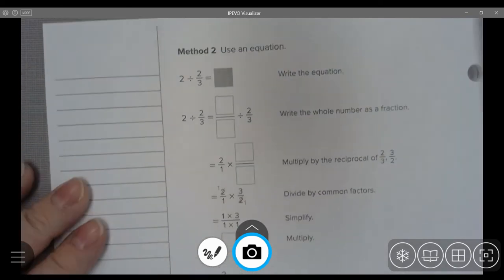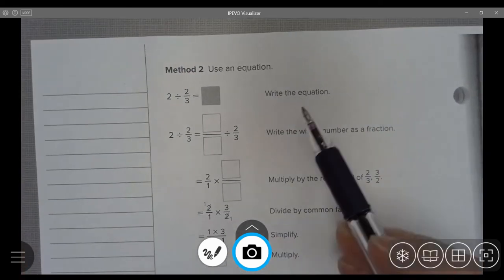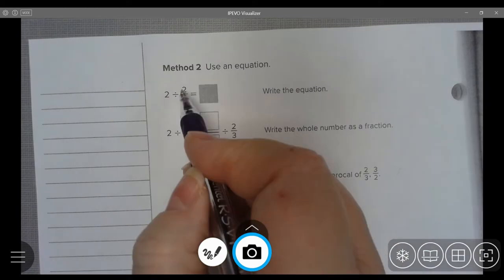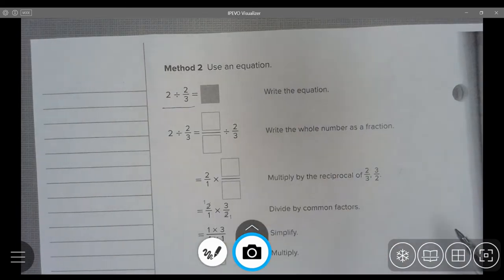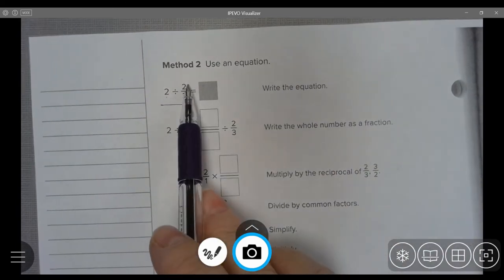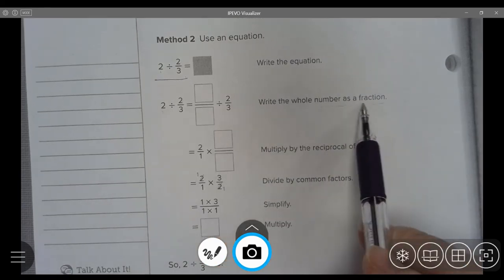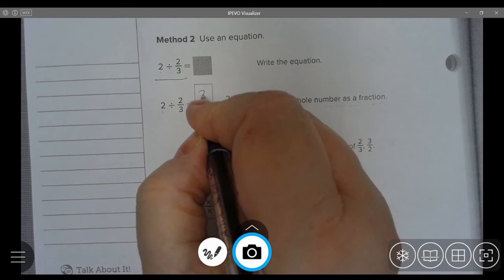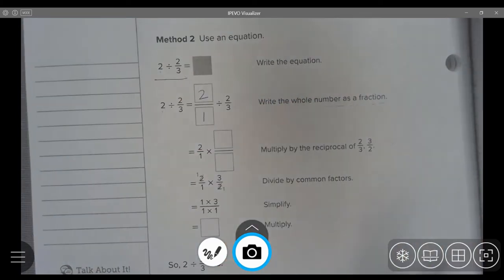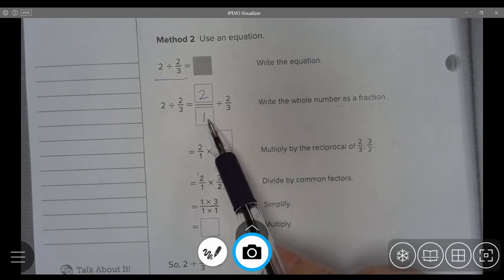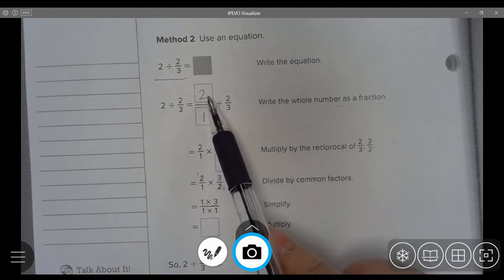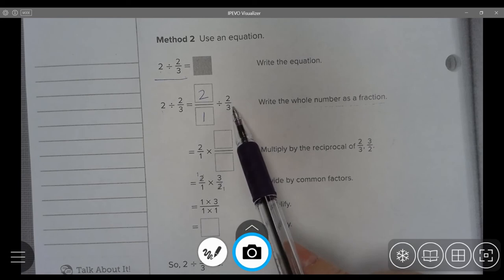So I flipped over to page 160. So our second method, here again, we have the same problem that we had on the previous page, 2 divided by 2/3. So I'm going to take the 2 and make it into a fraction. So I'm going to put it over 1. I'm going to take that whole number, put it in the numerator section, take 1 and put it in the denominator. So now we have 2 over 1 divided by 2 over 3.